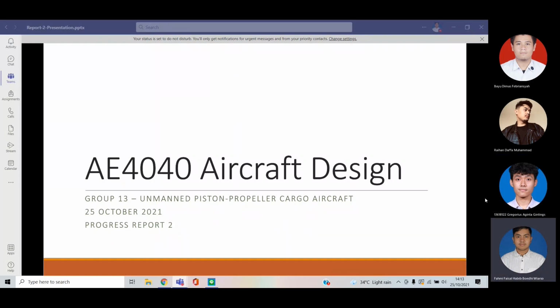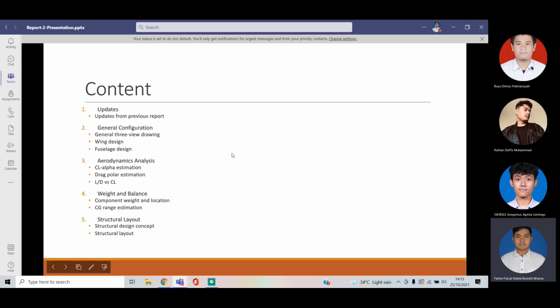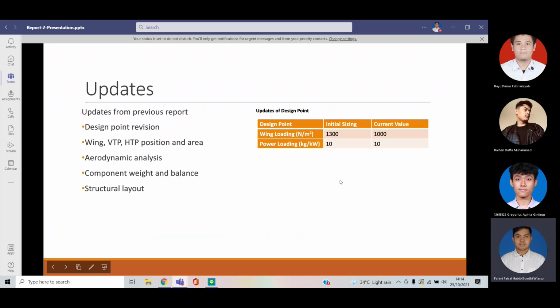Okay. So good afternoon, everyone. Today we are going to present our second progress report on aircraft design, DRO number 13, the Unmanned Piston-Propeller Cargo Aircraft. Generally, our second report consists of 5 chapters: the updates, general configuration, aerodynamic analysis, weight and balance, and then the structural layout. And then these are some updates on our aircraft design.